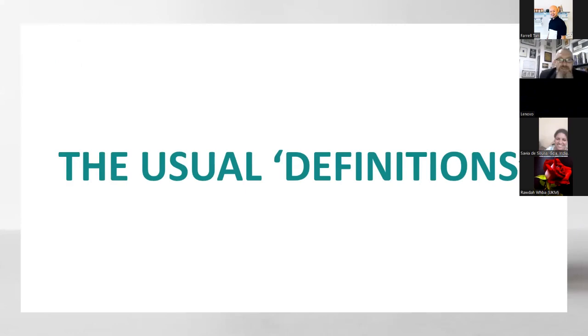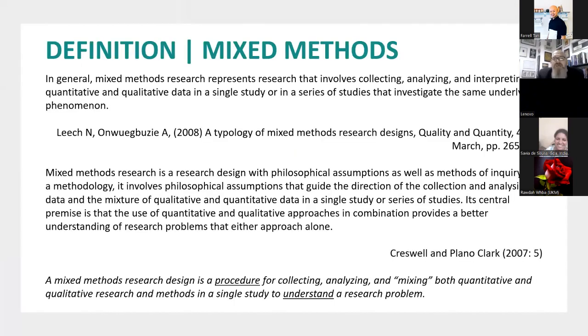Now, to start for the evening, let's just look at what I call the usual definitions. So in general, mixed methods research represents research that involves collecting, analyzing, and interpreting quantitative and qualitative data in a single study or in a series of studies that investigate the same underlying phenomenon. So we might involve both in our study, or we might do a quantitative study first and then a qualitative study separately that we publish. And then we bring the two together.